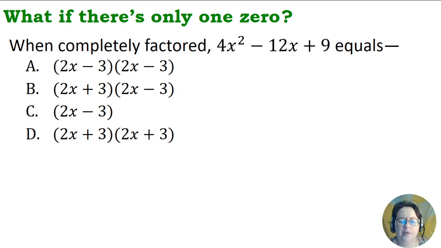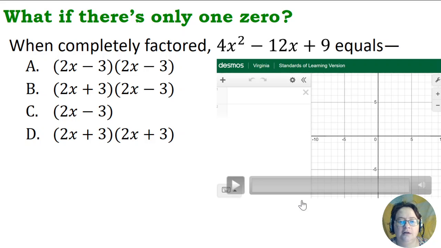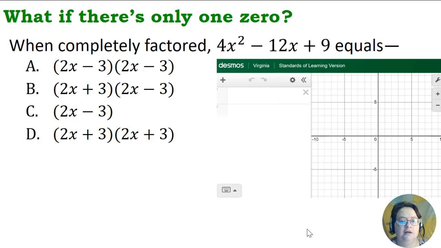So, what are we going to do if there's only one zero? When completely factored, 4x squared minus 12x plus 9 equals. So let's give this one a try. We're going to put it in Desmos, and we're going to type our original expression in box 1.